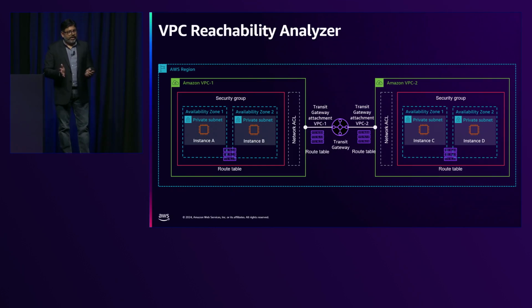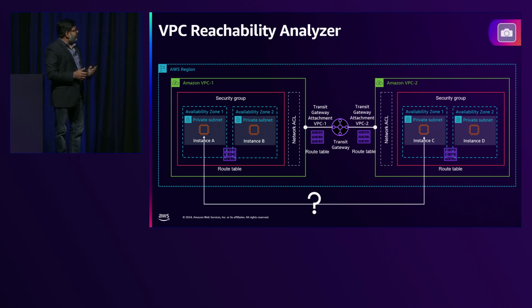Let's understand how it can help you with a simple architecture. Here I have two VPCs connected with each other by transit gateway. I have instance A which needs to communicate with instance C, but the connectivity is broken. Now there could be several issues. If you try to do that manually, you might need to check the security group, maybe the rules are broken there. Maybe NACLs are creating a problem, or the route table could be creating an issue here, right? But let's see how VPC Reachability Analyzer can do the analysis on your behalf and find out why these two instances are not able to connect with each other.